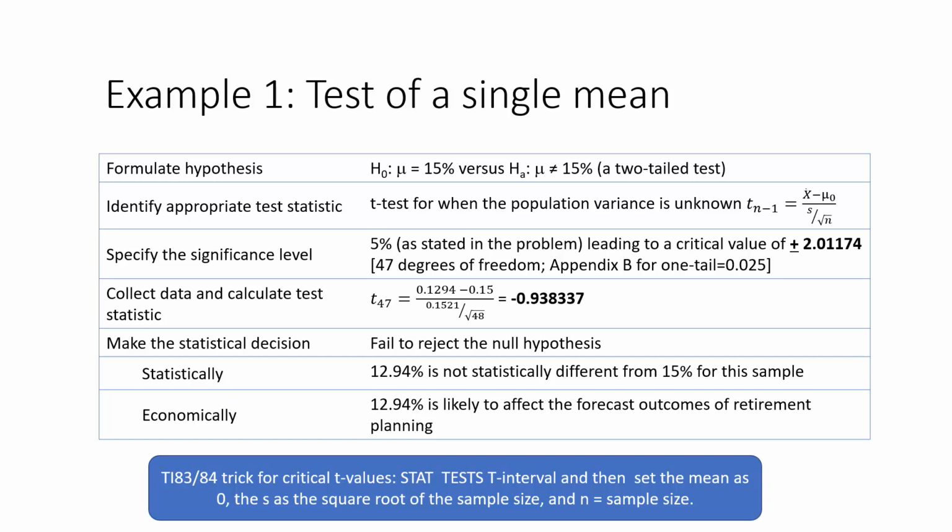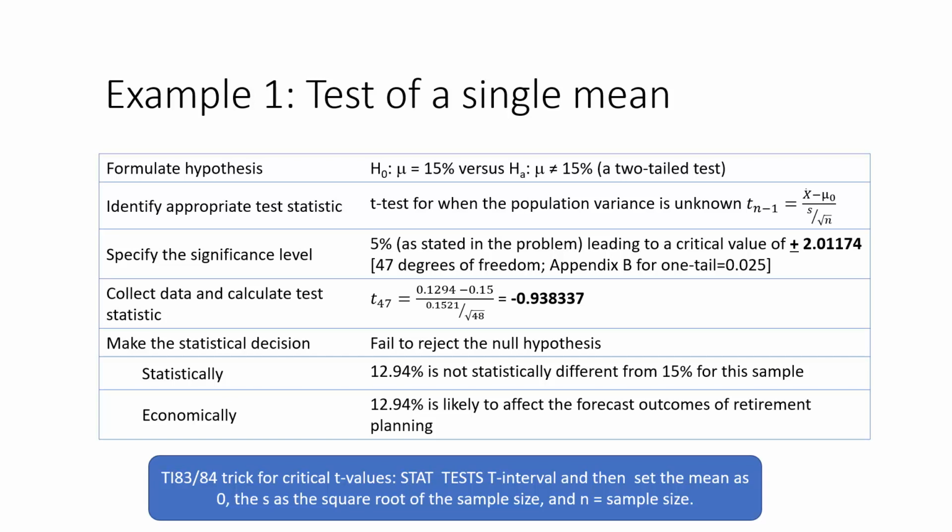In this case, mu is equal to 15% versus mu not equal to 15%. We identify the appropriate test statistic, which is the t-statistic, and we have the level of significance of 5%. So this leads us to the critical values of plus minus 2.01174. We can get these from Appendix B, where we use half of the alpha, because that's how the table is designed, or we could use Excel or our calculator to get the critical values.